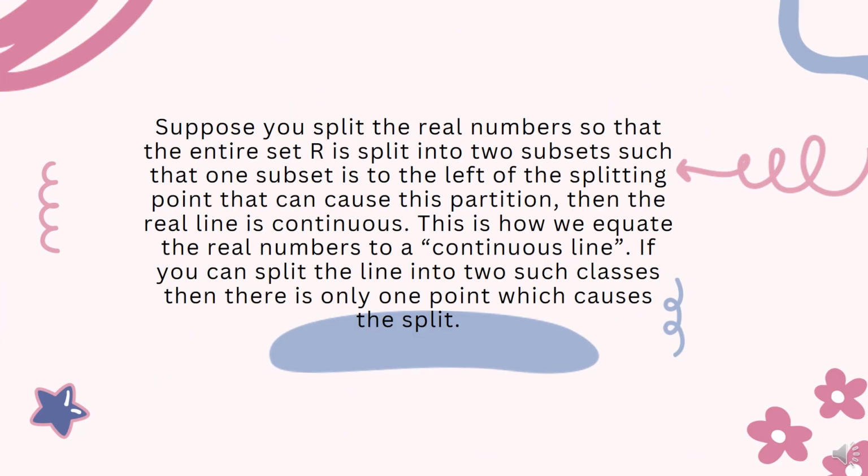Suppose you split the real numbers so that the entire set R is split into two subsets such that one subset is to the left of the splitting point that can cause this partition. Then the real line is continuous. This is how we equate the real numbers to a continuous line. If you can split the line into two such classes, then there is only one point which causes the split.